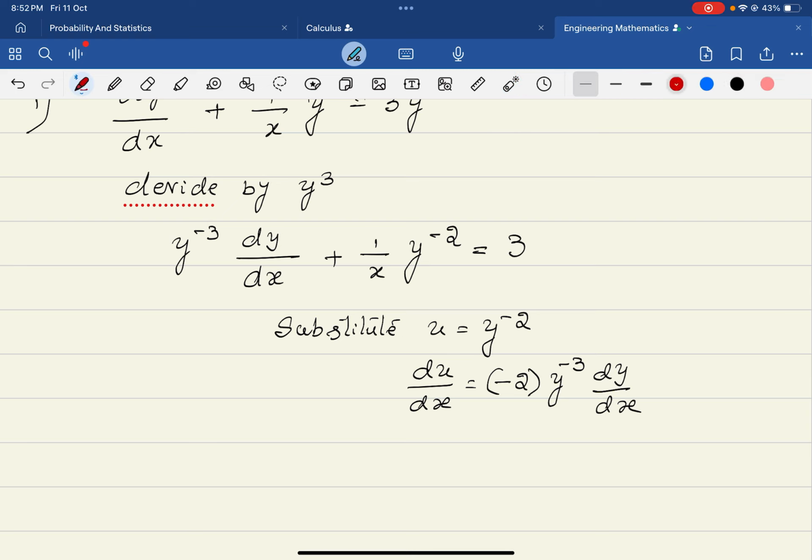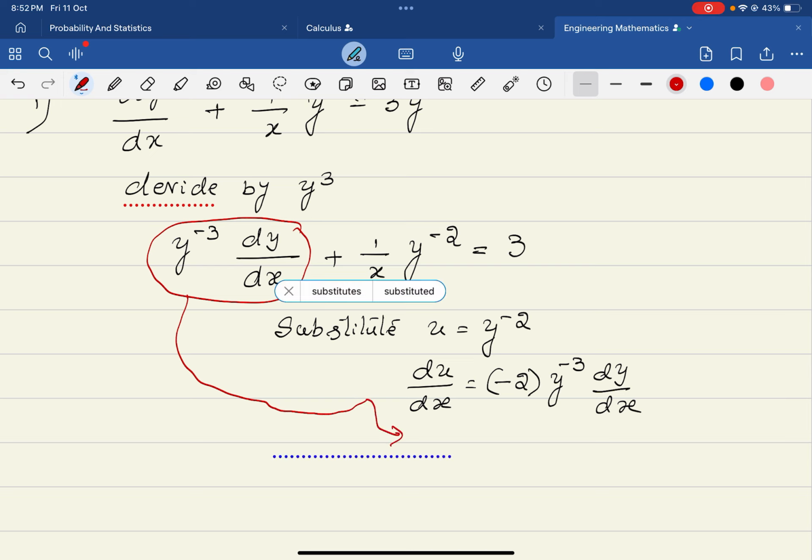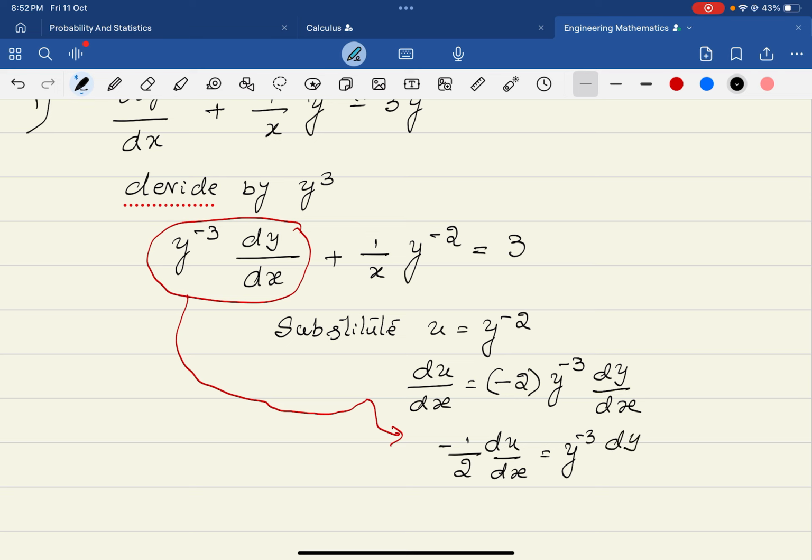I hope you could understand. So now what is this y power minus 3 dy by dx? This can be replaced by du by dx. Here we can write one more step, because minus 2 is not there. So we write minus 1 over 2 times du by dx is given by y raised to minus 3 dy by dx. So this is the substitution. And y power minus 2 is u. Clear?